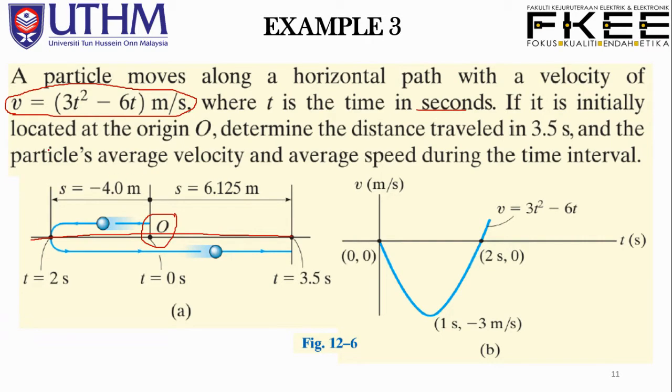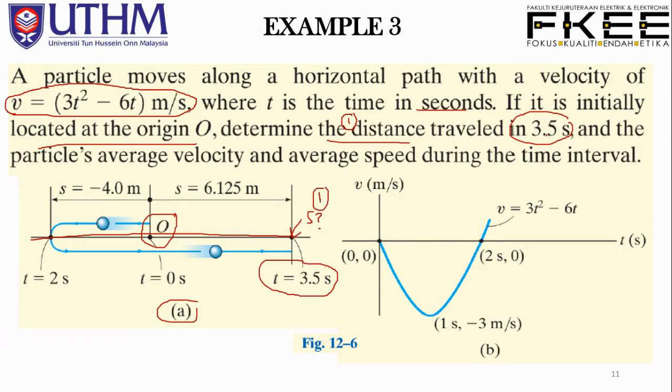If it is initially located at the origin O over here, determine the distance traveled in 3.5 seconds and the particle's average velocity. We have to evaluate first the distance the particle has traveled in 3.5 seconds. If you refer to figure A, this is the location we need to determine in a time of 3.5 seconds. This is for the first question.